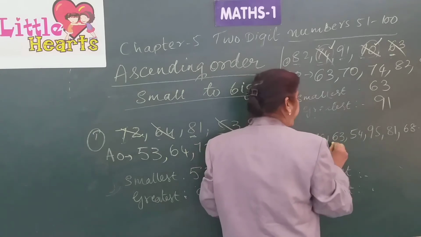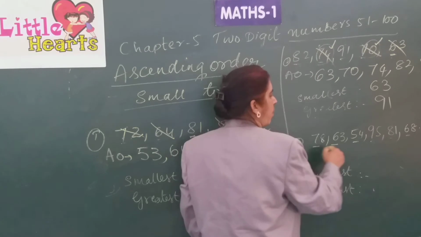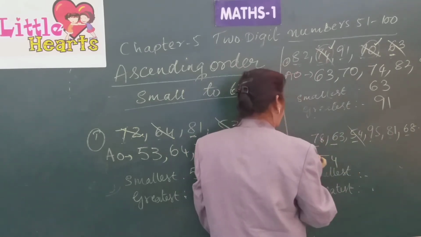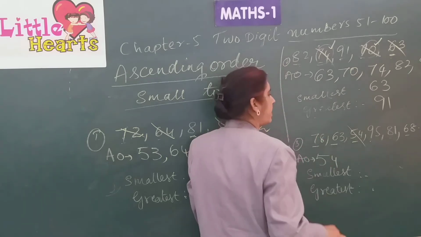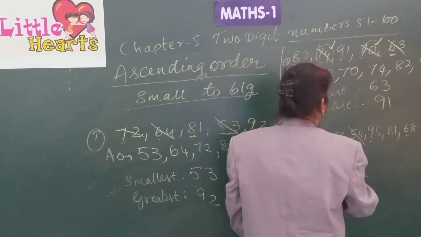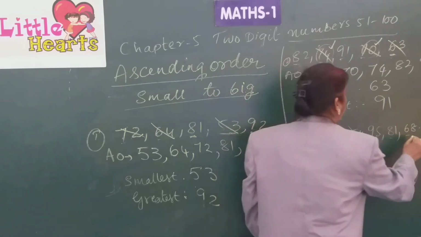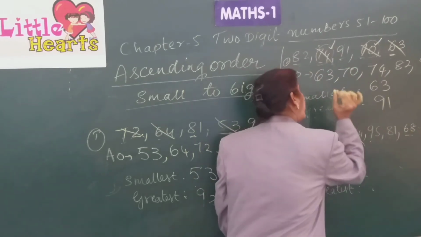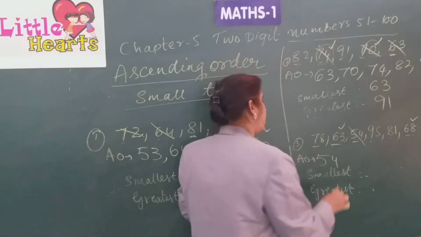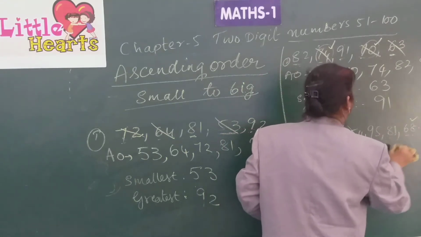So check the tens place digits: 7, 6, 5, 9, 8, 6. So among all these tens place digits, 5 is smallest. It comes first. Next comes 6. We have two numbers with 6 in the tens place. So check the ones place digit, 3 and 8. Which comes first? 3 comes first. Write 63 next. Next comes 68.